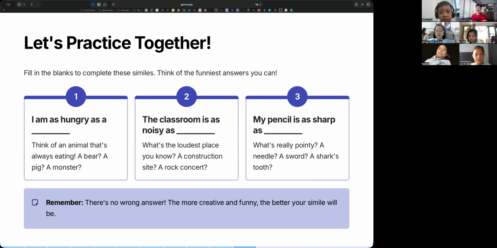Well done. Chloe Tan. Go ahead, Chloe Tan. My pencil is as sharp as a needle. As a needle. I love that. Needles are super sharp. They have to be in order to pierce the cloth. Declan, go for it.